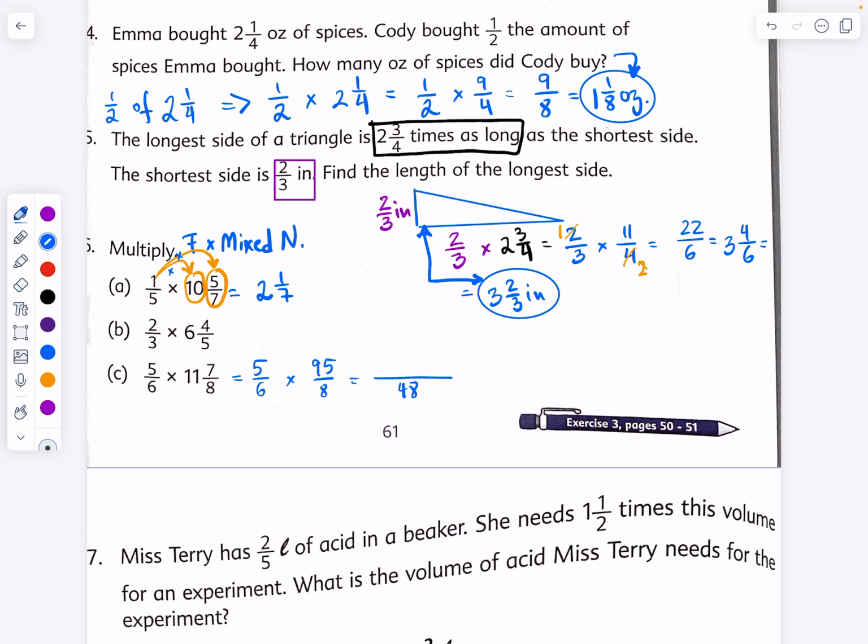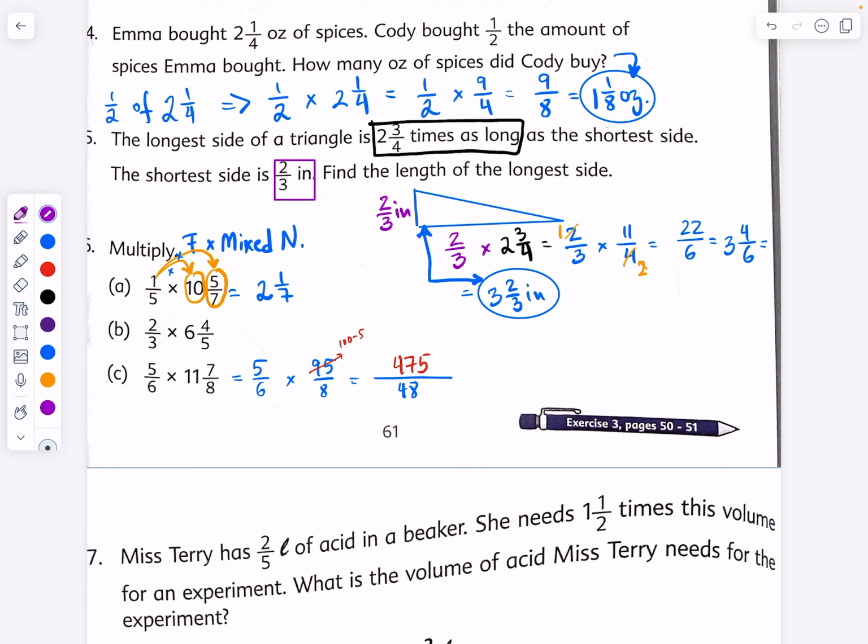Now 5 times 95. My friends, mental math. Let's just think of it as 100 for a little bit, minus 5. So 5 times 100 is 500, and minus 5 times 5 is 475. You can check my work.